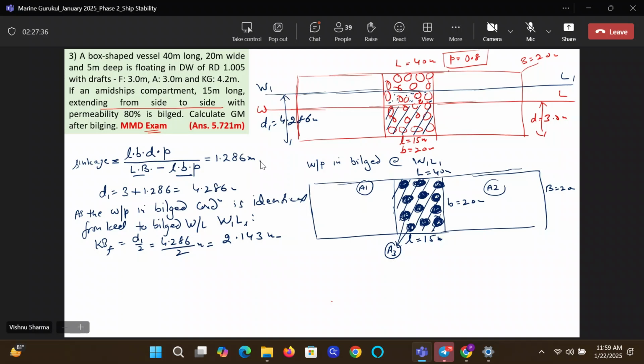How many components of intact water plane are there in the diagram, beta? Sir, two. A1 and A2.